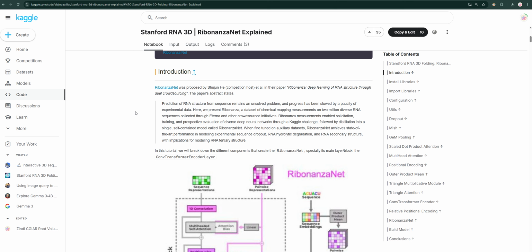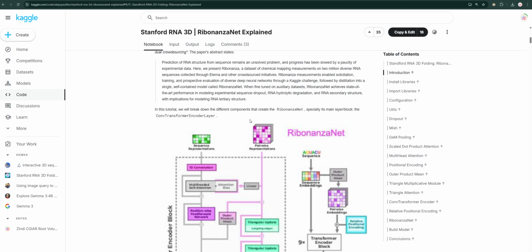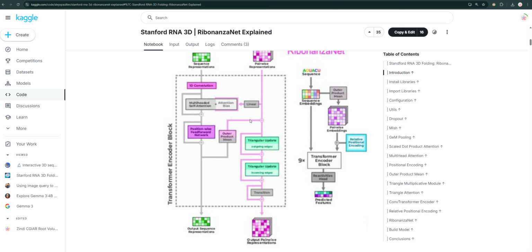The notebook we're exploring today breaks down RibonanzaNet, a neural network architecture proposed by Shujun He and colleagues, as described in their paper, "RibonanzaNet: Deep Learning of RNA Structure Through Dual Crowdsourcing." This architecture combines elements from RNA Transformer and top Kaggle models to create a unified approach to RNA structure prediction.